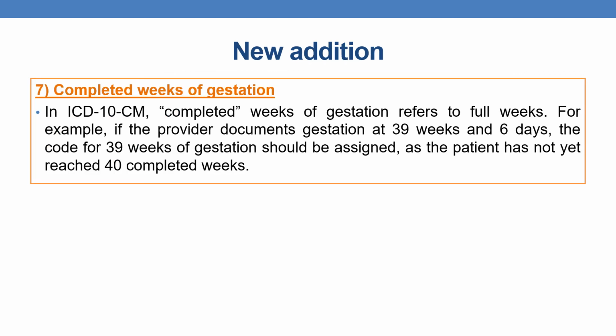Now let us see a new addition, that is completed weeks of gestation. Guideline regarding completed weeks of gestation. In ICD-10-CM, completed weeks of gestation refers to full weeks. For example, if the provider documents gestation at 39 weeks and 6 days, then the code for 39 weeks of gestation should be assigned, as the patient has not yet reached 40 completed weeks. That is the definition of completed weeks. The patient is 39 weeks 6 days, you need to code 39 weeks gestation only, not 40 weeks.